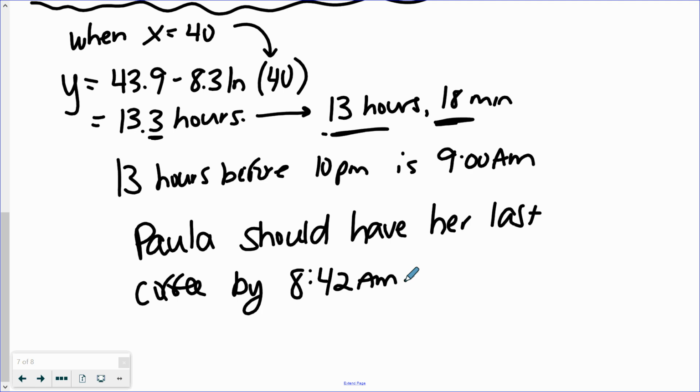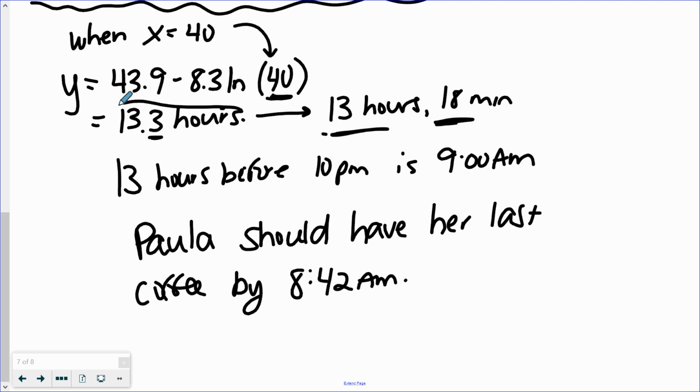She should be done with it. She should be digesting it and have it in her bloodstream by 8:42. So maybe she wants to be done drinking it by 8:30 in the morning. Again, she finds she can only sleep when her caffeine levels are below 40. She knows she's an average person, so her rate would be the same as our equation that we had there. And so she needs to finish her coffee by 8:42 a.m.